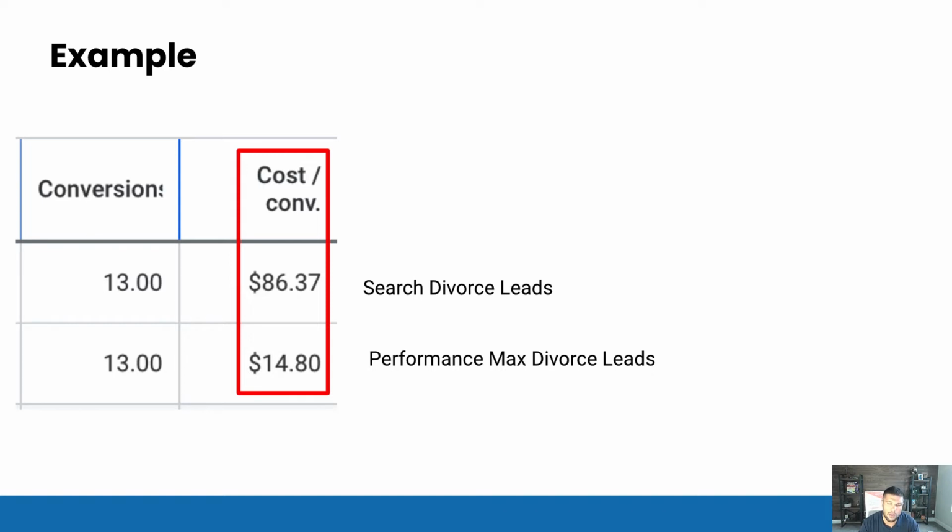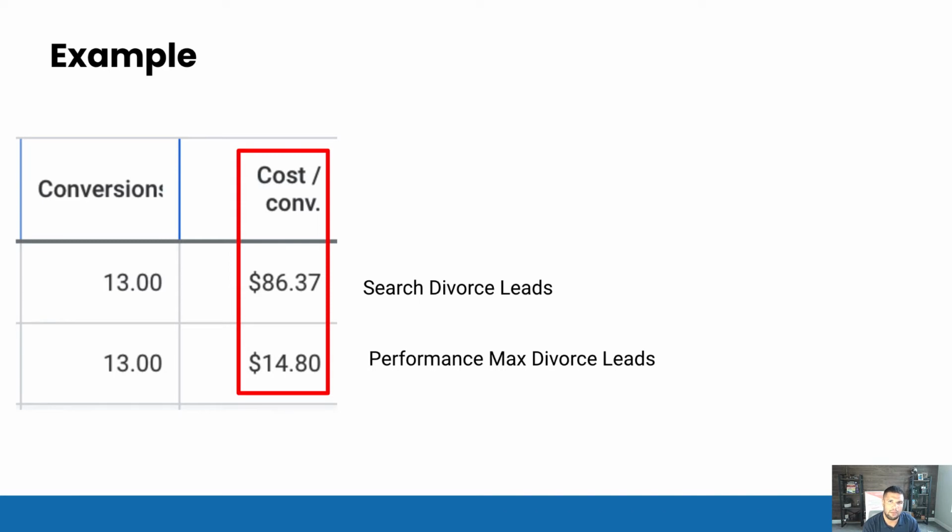So it's $86.37 for a divorce lead coming from the search network. Now, the same lead cost for Performance Max was $14.80. We still got 13 leads. So it was significantly cheaper than the search lead. But again, we're mixing really good leads and really bad leads, so the quality is not as good, but the cost is significantly lower, which makes up for it. All right, so this is a really, really good example of how powerful this campaign can be because the leads are so much cheaper.